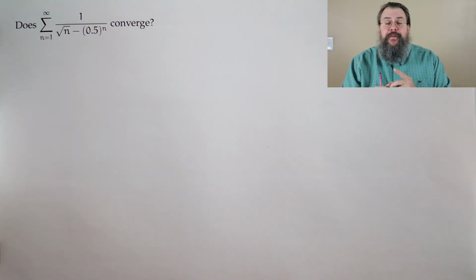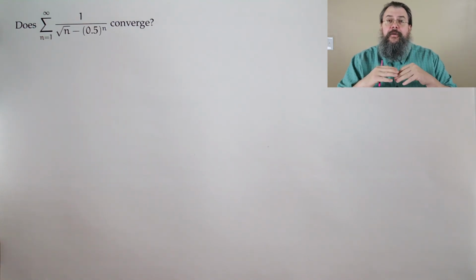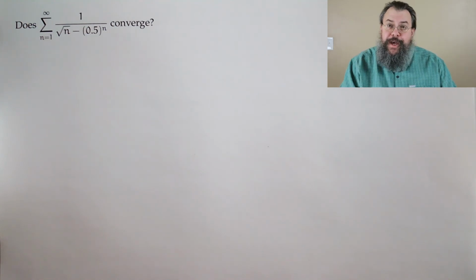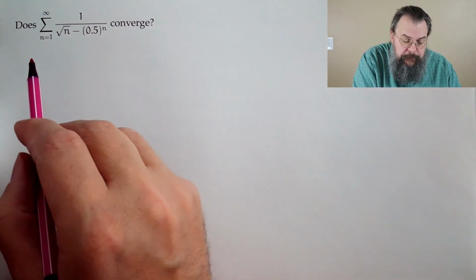Because we know about p series. So we say, okay, 1 over n to the half, that's p equals a half. Well, that's not bigger than 1, so it must diverge. So we think it must diverge. All right, so with that in mind, let's begin.